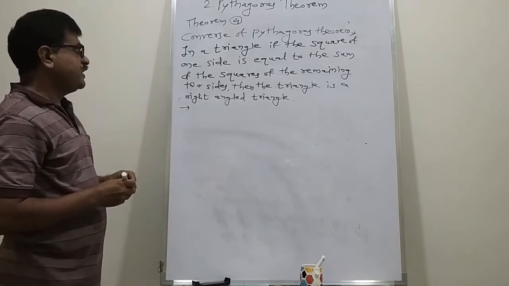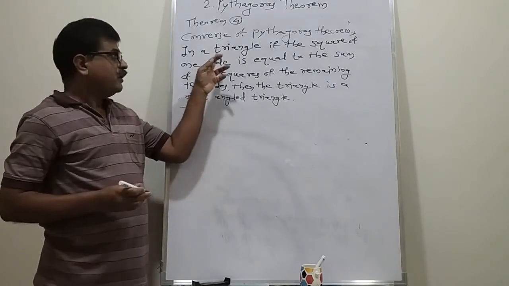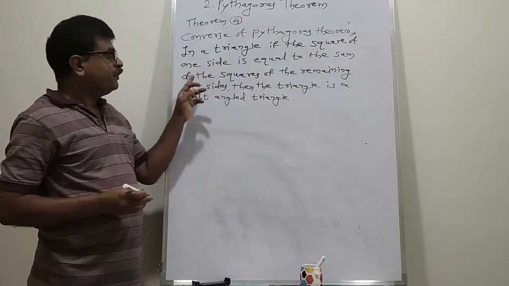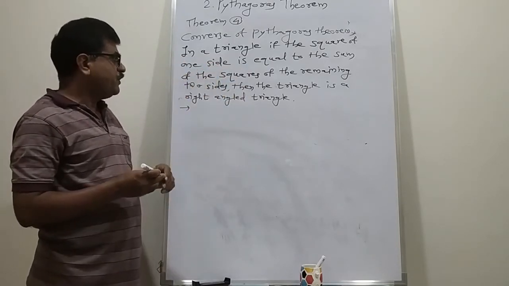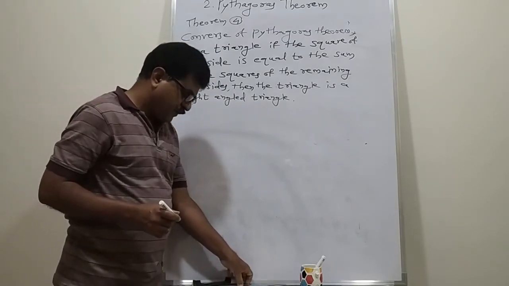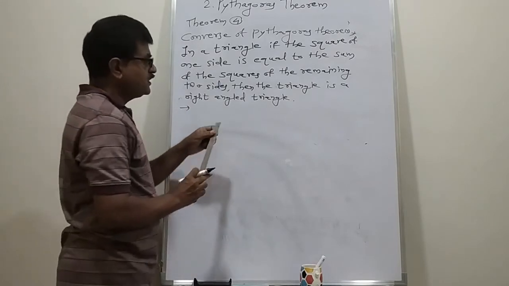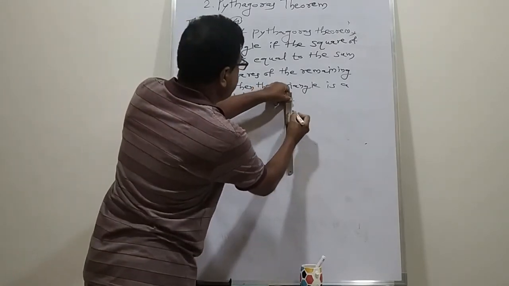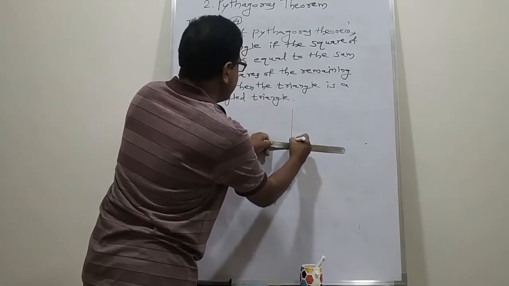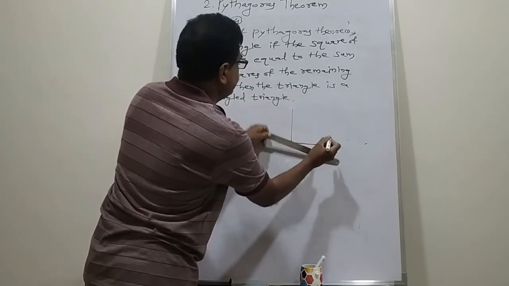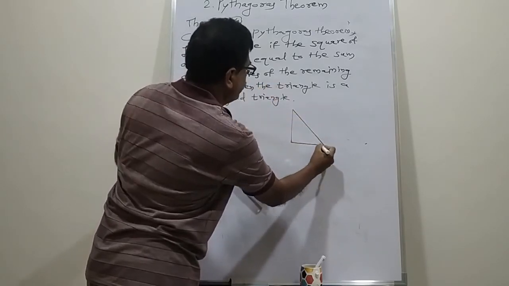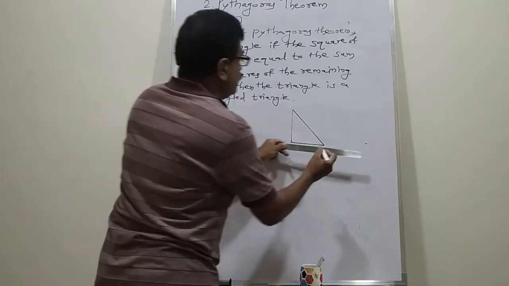Converse of Pythagoras theorem. In a triangle, if the square of one side is equal to the sum of the squares of the remaining two sides, then the triangle is a right angled triangle. Now for this, first we draw triangles. To prove this, we have to draw two triangles.